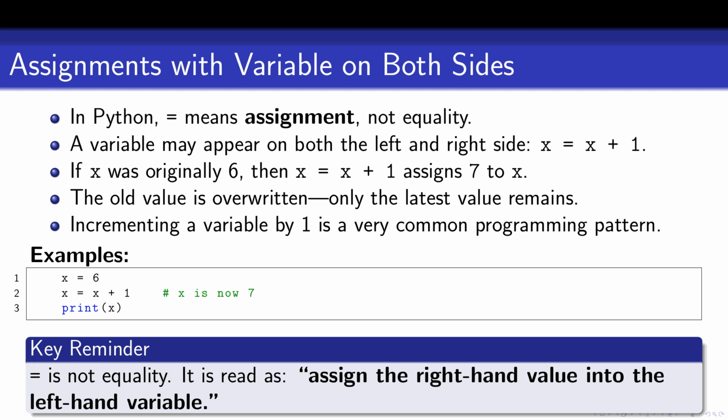The important thing to remember is that in Python, the equal sign is not equality, as in mathematics. It's an action that assigns the result on the right-hand side into the variable on the left. This means the old value is overwritten, and only the newest value is kept. Thinking about variables as boxes holding values can help. Each assignment simply puts a new item into the box, replacing whatever was there before.